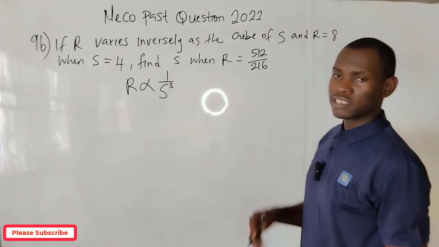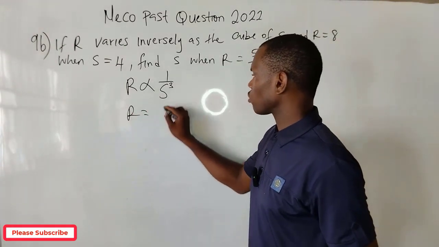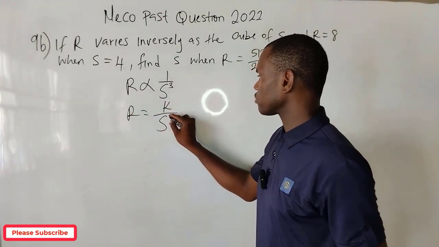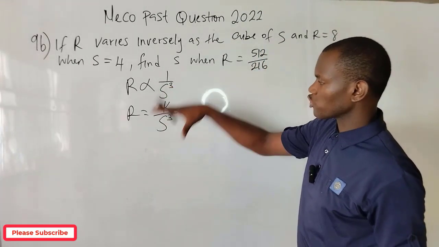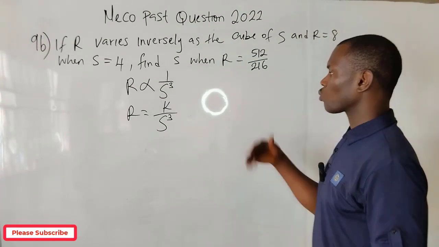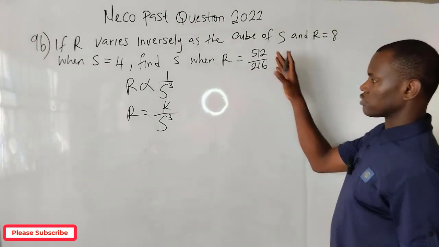So the first thing we'll find is the equation of the relation. This is R equal to K over S raised to power 3. So we need to find K to form the equation of the relation. When we have done that, we can get S when R is this.